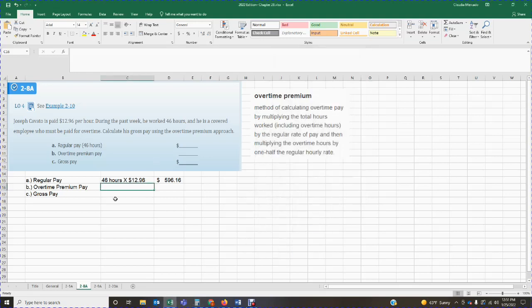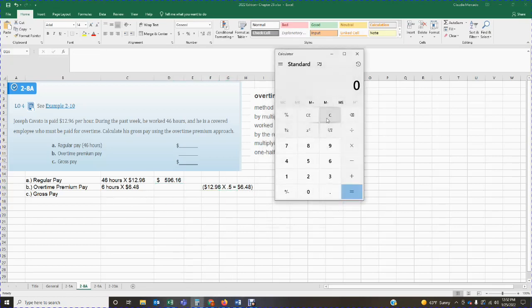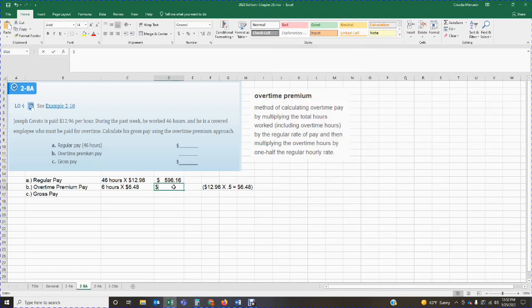That's going to be $6.48. So how many hours of overtime do we have? We have 6 hours of overtime, and I'm going to multiply that by the overtime rate that we calculated of $6.48. Remember that $6.48 is calculated by getting the $12.96 times 0.5. That is how we got the $6.48. So now we've got 6 hours times $6.48, which gives me $38.88 of overtime.